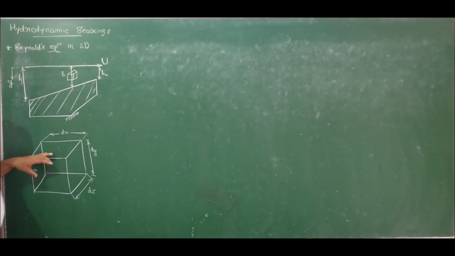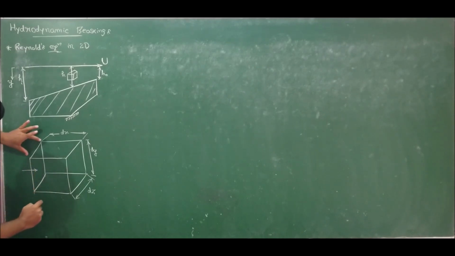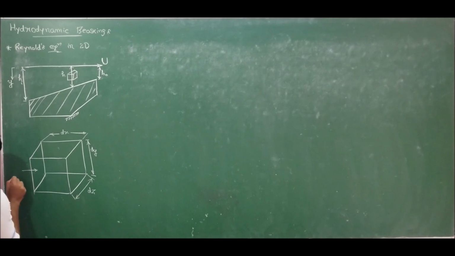So I have taken the elemental volume dx, dy, dz. Here I have pressure P acting over the area. This length is how much? dy. This length is dz. So therefore here I will have force as P times dy dz.